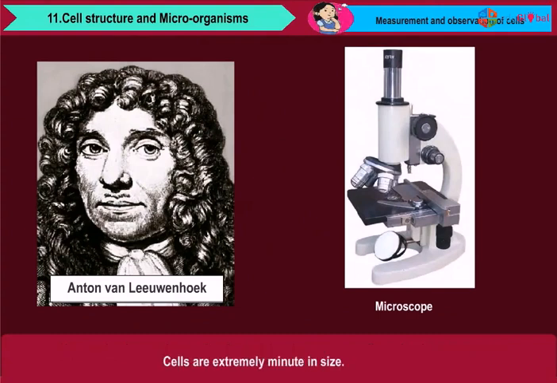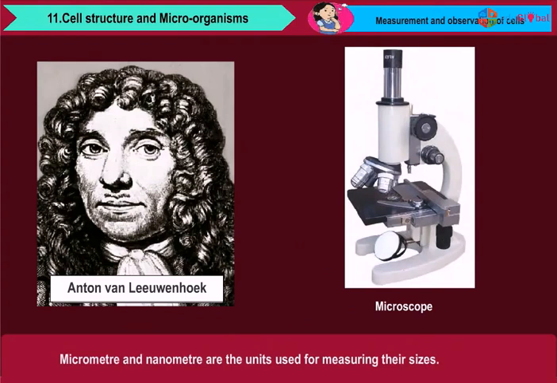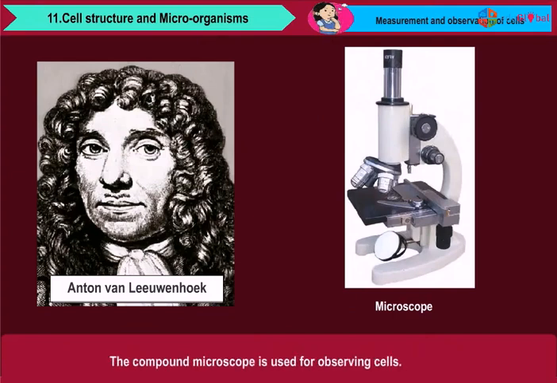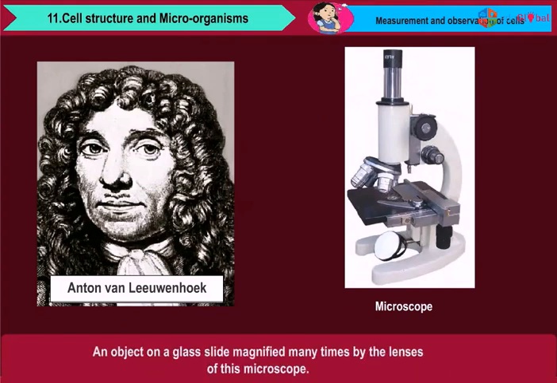Cells are extremely minute in size. We cannot see cells with the naked eye. Micrometer and nanometer are the units used for measuring their sizes. The compound microscope is used for observing cells. An object on a glass slide is magnified many times by the lenses of this microscope.